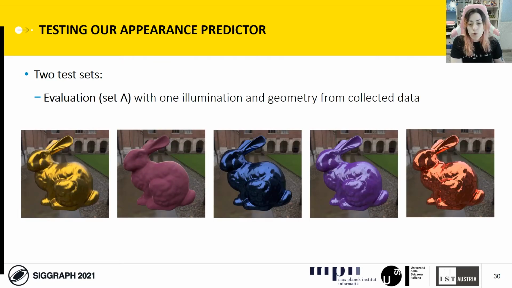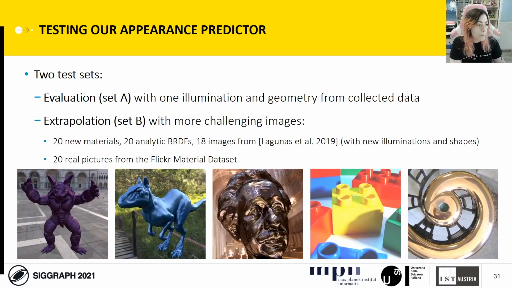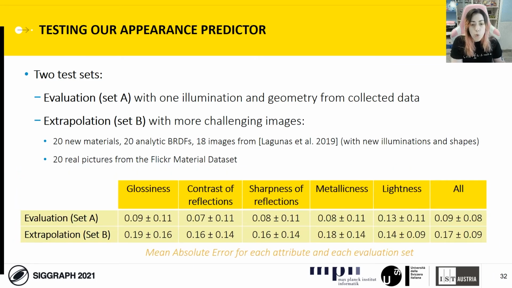The first one, which we call evaluation set, consists of the images with the bunny geometry and one of our illuminations, which we didn't include during training. We also created a second test set, which we call extrapolation set, with more challenging images, including new materials, analytic BRDFs, and a few real pictures. We computed the mean absolute error between the predicted attributes and the ground truth ones, and these are the results.